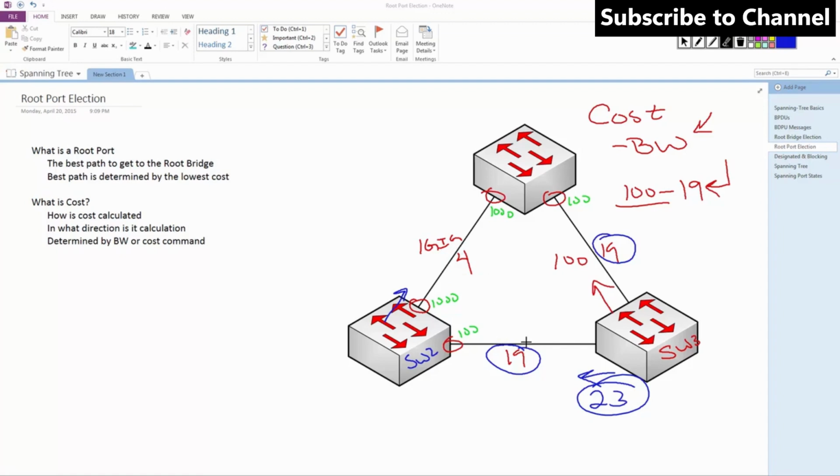Okay? Now this also might be a value of, we'll say it's 15. But from here, this is still a cost of 19. What happens there? Well, I have a tie. All right? So if I have a tie, at that point, I got to have some tiebreakers. Now, tiebreakers are very interesting because from this point, I have to figure out which link I'm going to choose as my path to the root bridge, my best path.